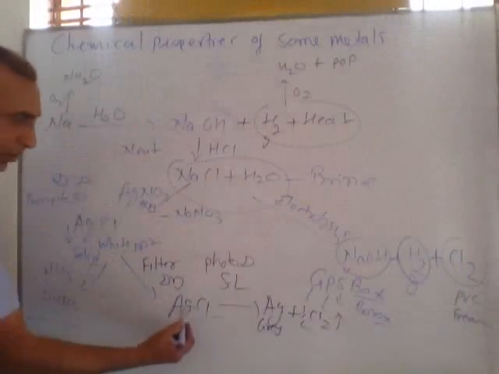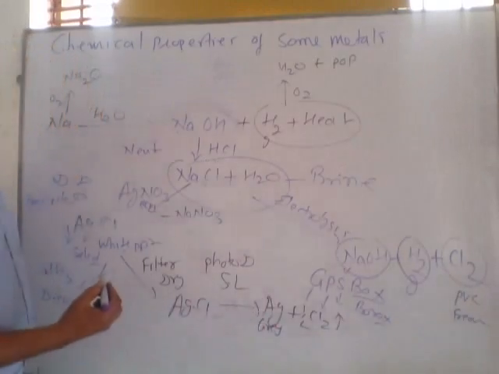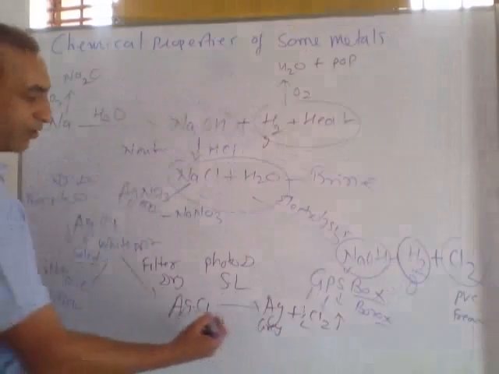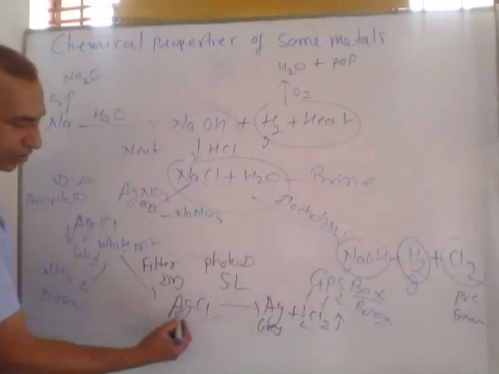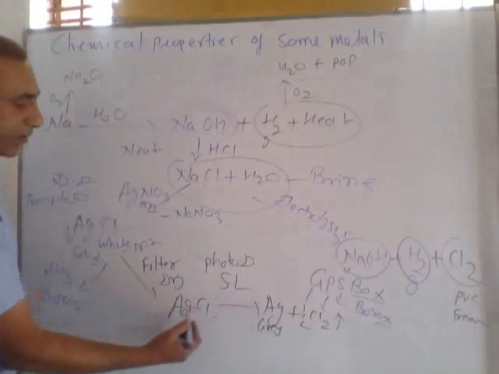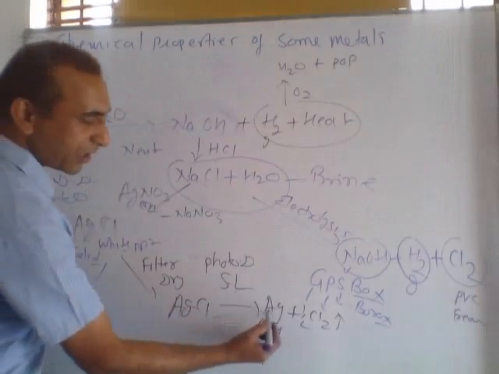This reaction is used in photography, black and white photography. In black and white photography, we use AgCl. We can use AgBr, silver bromide, otherwise silver chloride. In the presence of sunlight it gives silver.